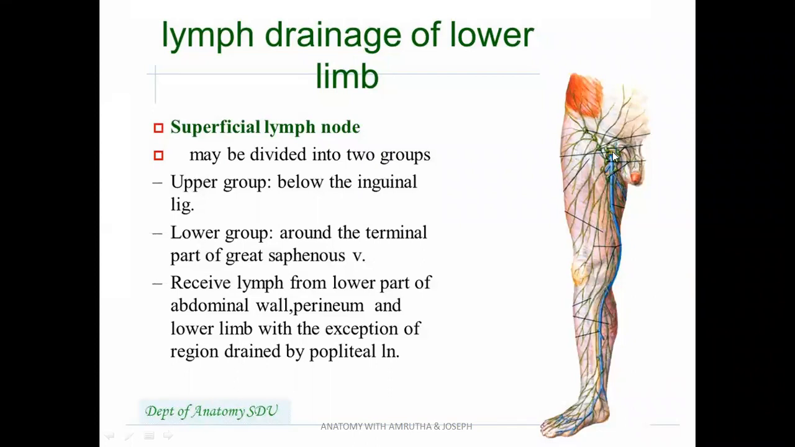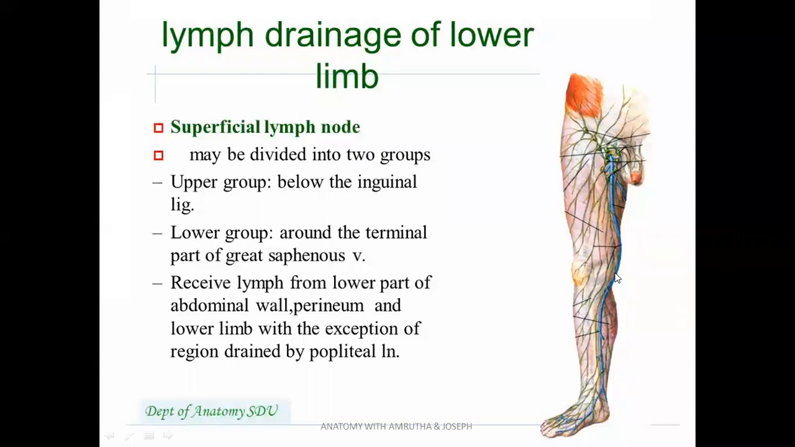Lower group is seen around terminal part of great saphenous vein. Great saphenous vein is this one. So along this area, along the vein, there are lower group of nodes. Now they receive lymph from lower part of the abdominal wall. This area is the lower part of the anterior abdominal wall. Perineum. Perineum is the area between the thigh. Lower limb, almost all of the lower limb, with the exception of region that is drained by popliteal lymph nodes.